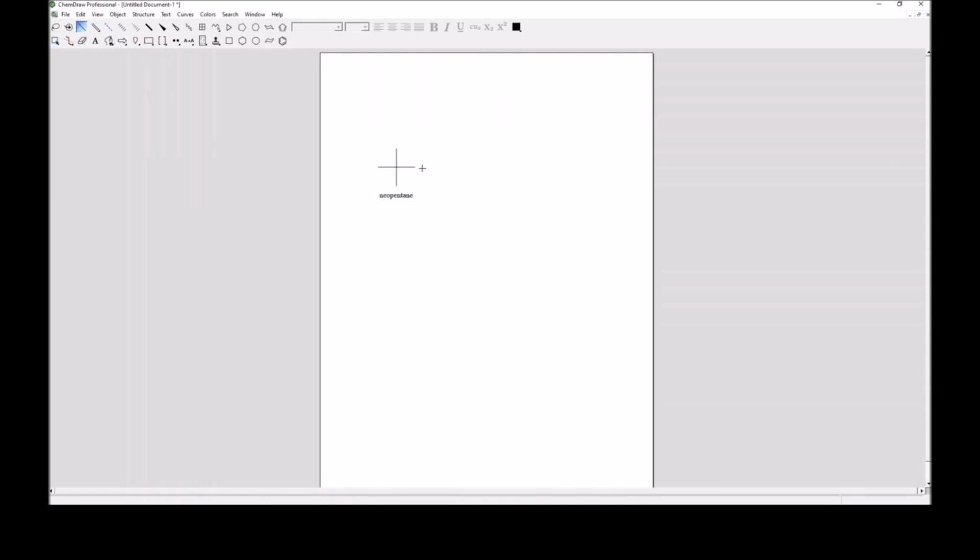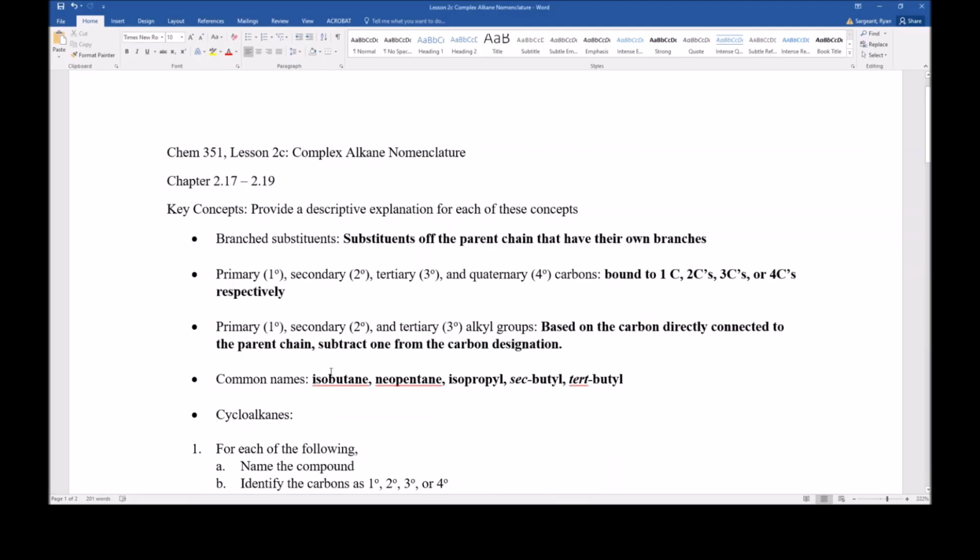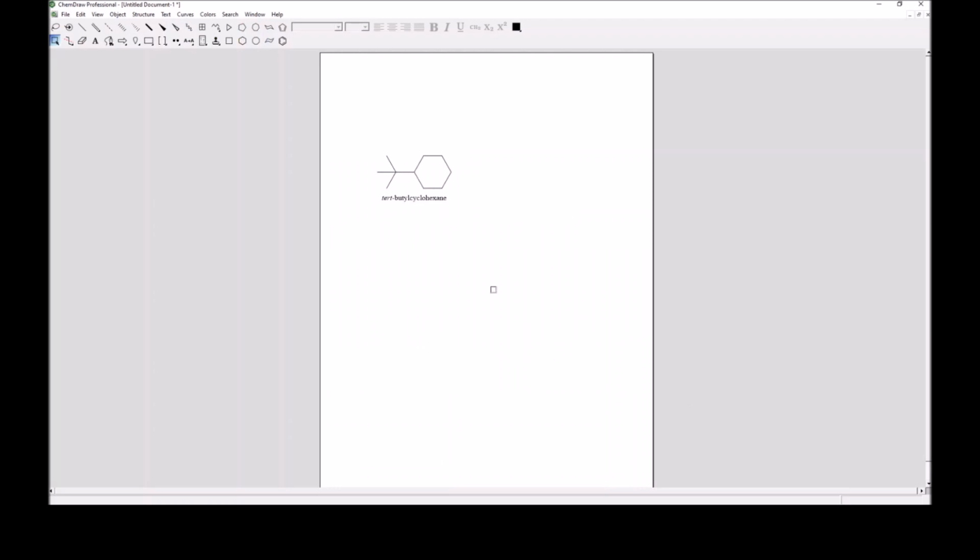If you branch the neopentane directly off of a parent chain like this, well, I didn't branch it off of a parent chain. So, sorry, the neopentane was a common name that you guys need to be familiar with. And now, these are parent chain common names: isobutane and neopentane. And then substituent common names are isopropyl, sec-butyl, and tert-butyl. So let's go ahead and build a compound that has those.